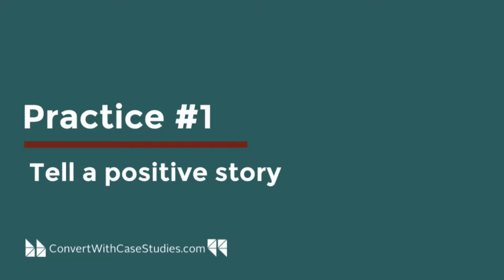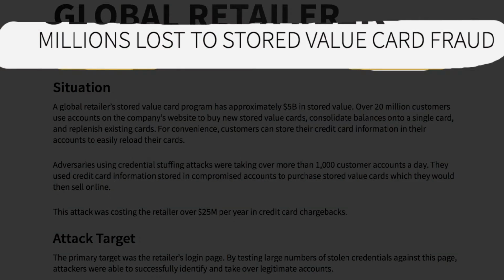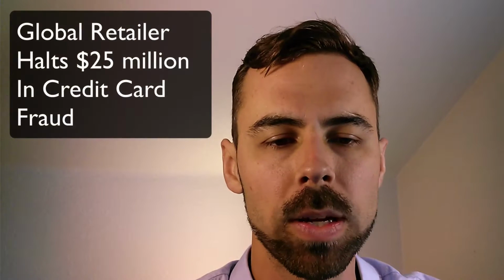Practice 1. Tell a positive story. So this case study's title is a missed opportunity. Millions lost to stored value credit fraud. That focuses on the negative. It doesn't focus on the positive outcome that Shape Security brought to this unnamed global retailer. That's not the first impression you really want to give. If I were to write this case study's title, I'd write something like, Global Retailer Halts $25 million in Credit Card Fraud. Now moving on to the subheaders.